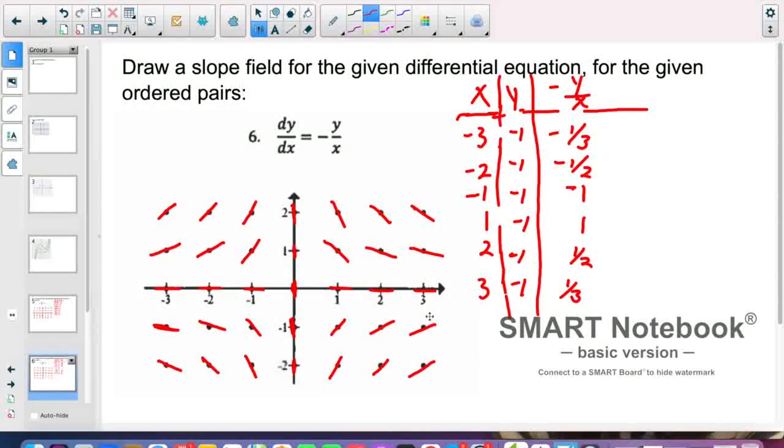It's tedious. There's no way around it. I don't know how to save you time on this. It'll be faster for you because you're doing this on paper. But there's no way around it. You just have to find the slopes at each of these individual ordered pairs.